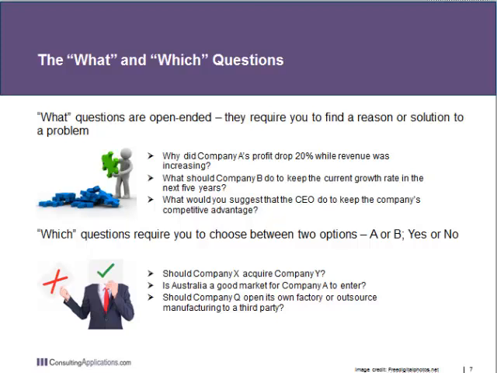And then which questions are basically questions which give you two options, A or B, or yes or no. And here using the top-down approach makes much more sense. So for example, should company X acquire company Y? Should a company open a new factory? So you can see here it's very much a multiple choice question. Is it yes or no?